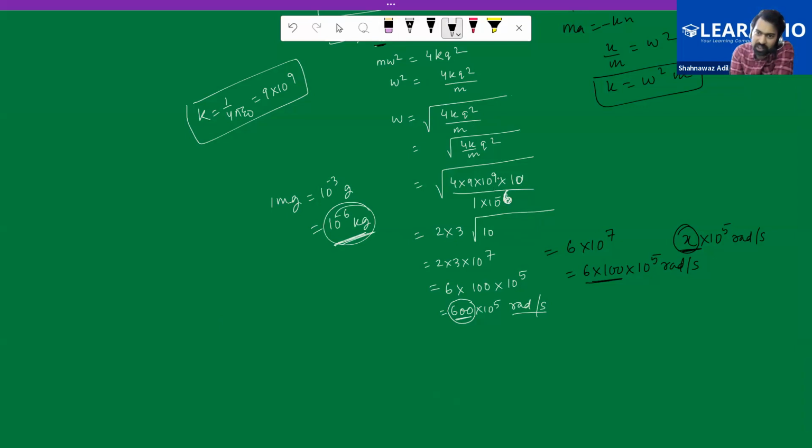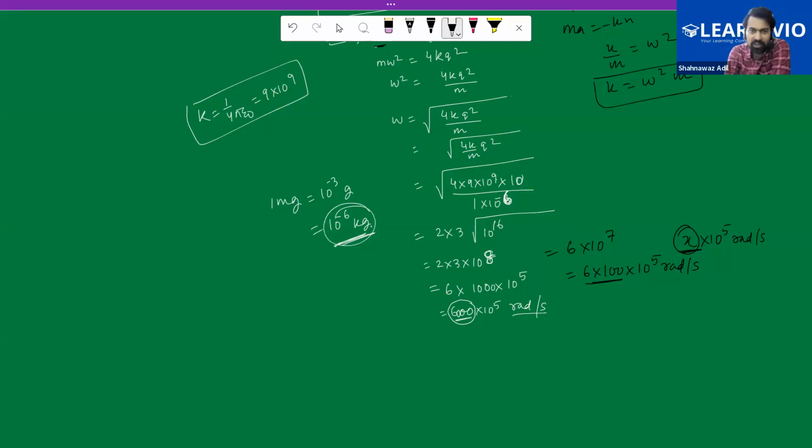So this is 9 and this is 10 and 10 and plus 6, 16. So this would be 8. So if we take 5 in here, so this would be 1000. So this would be 6000. Okay, right. So one order mistake and the answer becomes incorrect, right? So this was the one mistake. We were taking milligram, but we have to change it in kg.